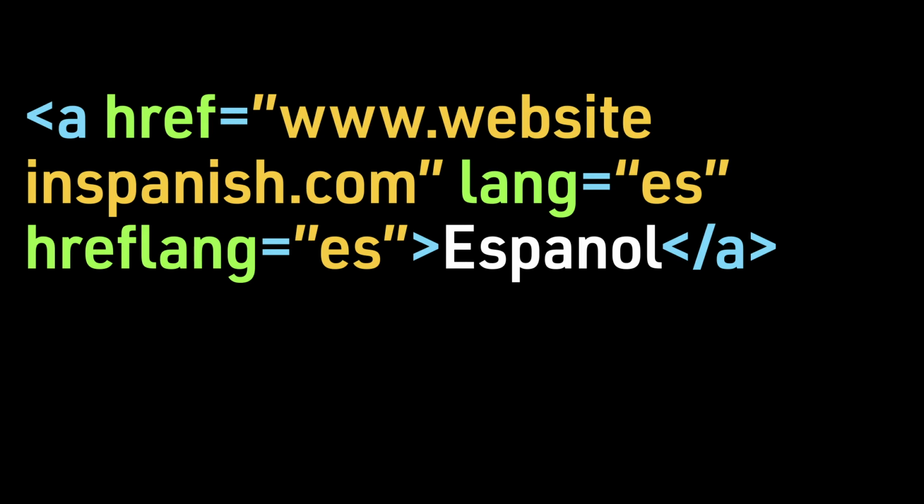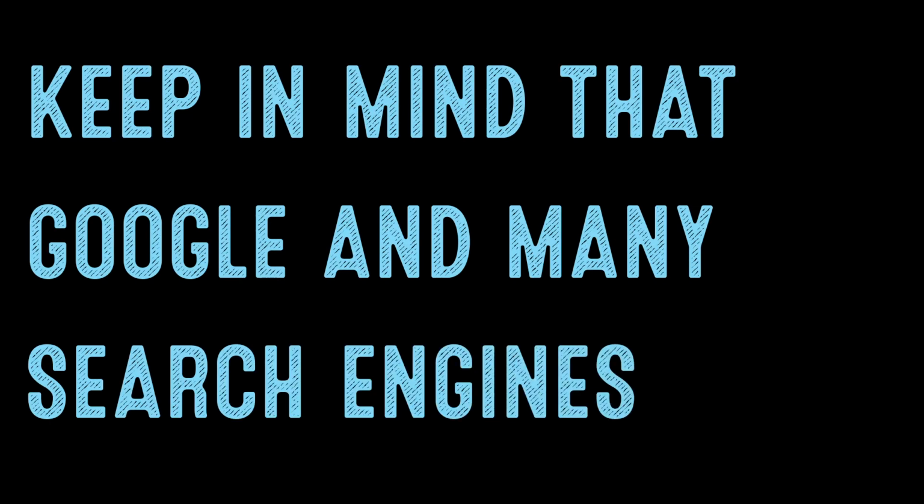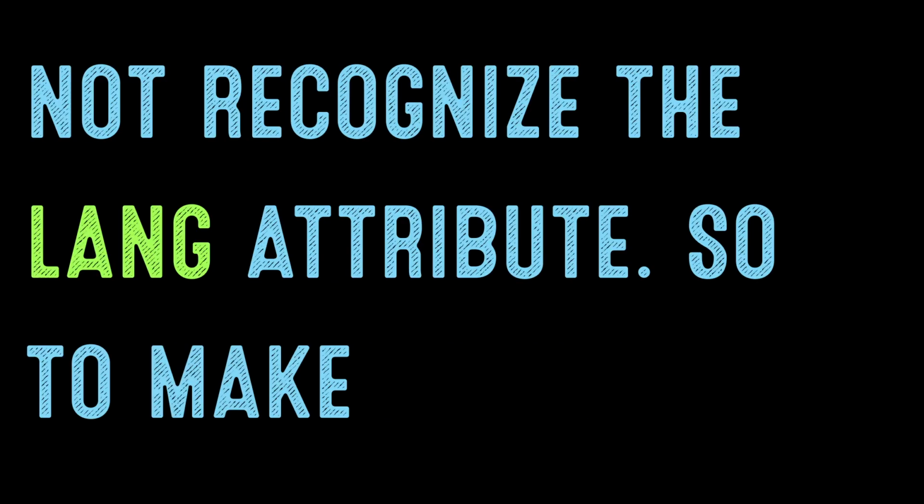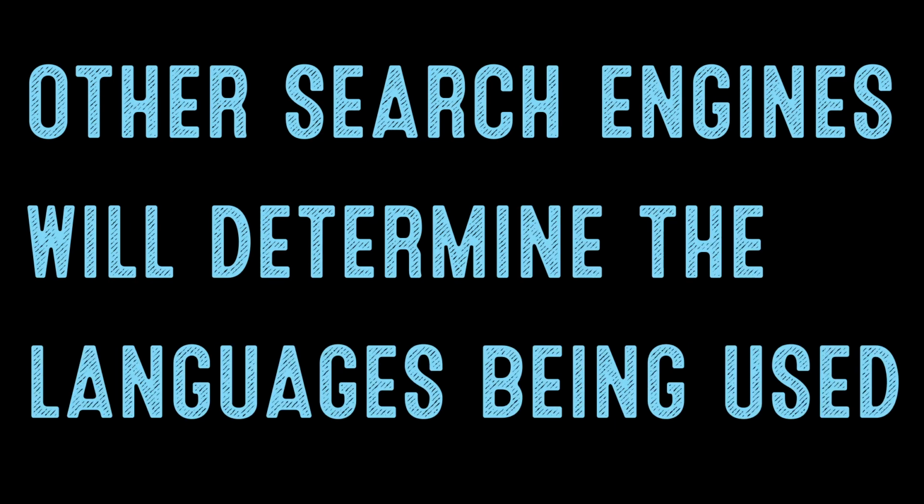So in this case, since the link itself is in Spanish, we added the attribute of lang equals es. But we're also taking the viewer to another website where the language of that website is in Español or Spanish. So that's why we also need the hreflang attribute. Keep in mind that Google and many search engines do not recognize the lang attribute. So to make your pages more friendly to search engines, it is better not to create pages with more than the primary language. Google and other search engines will determine the languages being used on your page.